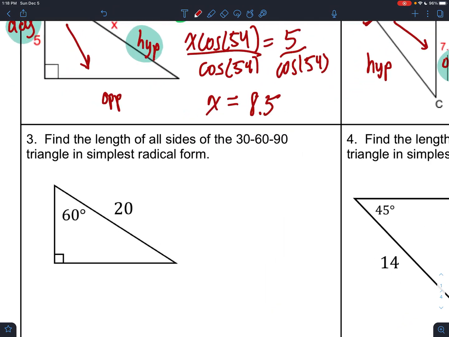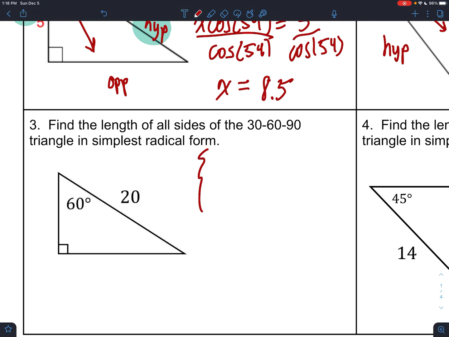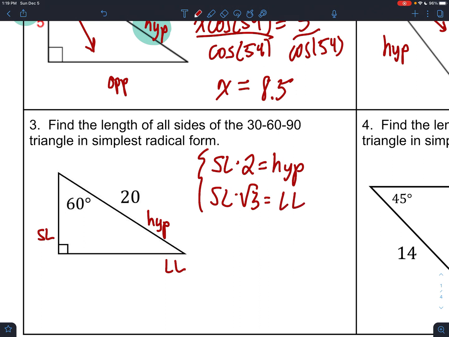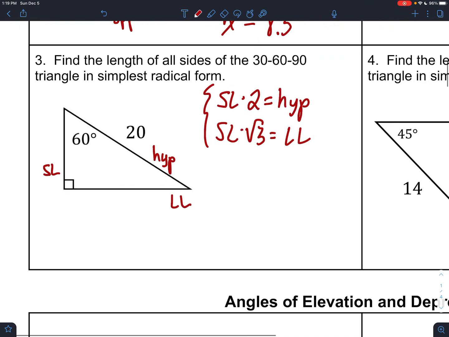So now we have two special right triangles. So I'm going to remind myself of those rules. I'll write those down for you. You'll have these on the test. So let's see. So we have a 30, 60, 90, which means that we have to label the long leg, the short leg, and the hypotenuse. And we had these formulas that related them. It was the short leg times 2 is the hypotenuse, and the short leg times the square root of 3 is the long leg.